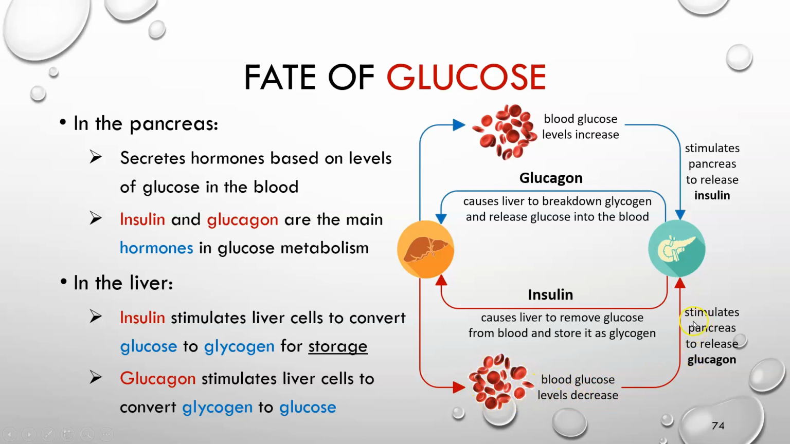So this would stimulate the pancreas to release glucagon, which is also a hormone, and glucagon will cause the liver to break down glycogen and release glucose into the blood. Okay, so glucagon and insulin, these are like opposites of each other. Okay, but they work hand in hand so that they can balance the amount of glucose in our blood. Not too high and not too low.